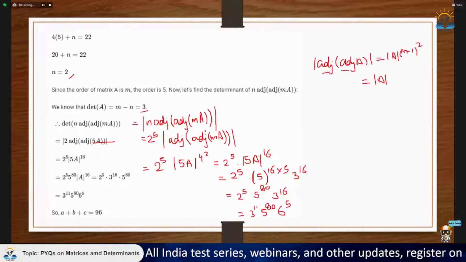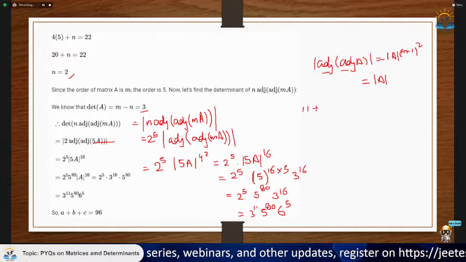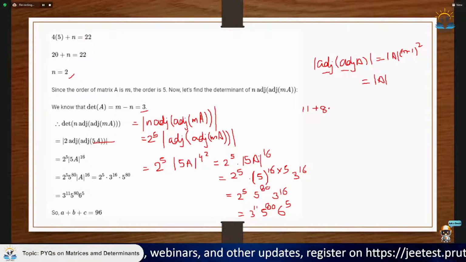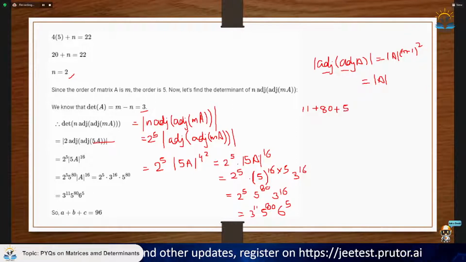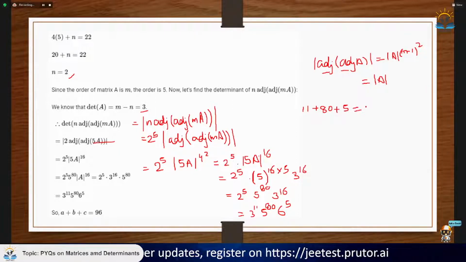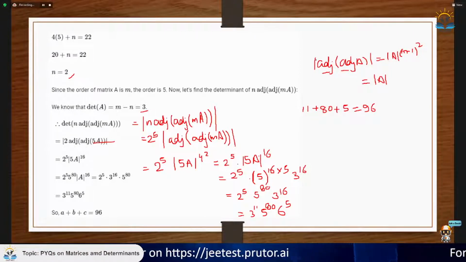And they were asking you a plus b plus c. So a plus b plus c is equal to 11 plus 80 plus 5. That is equal to 96. So your answer is 96. Simply, you have to apply the properties of adjoint. So if you don't know, please remember this property.